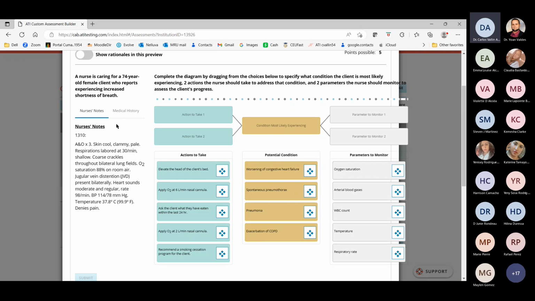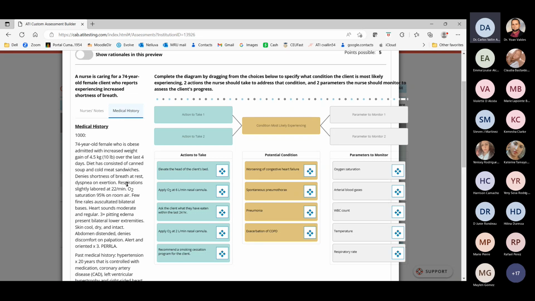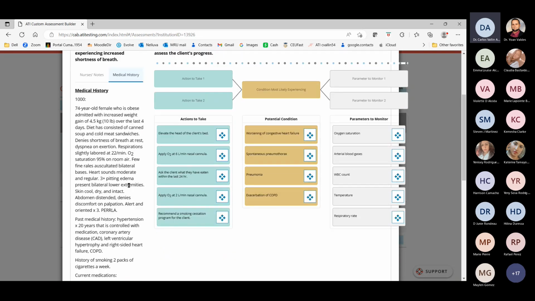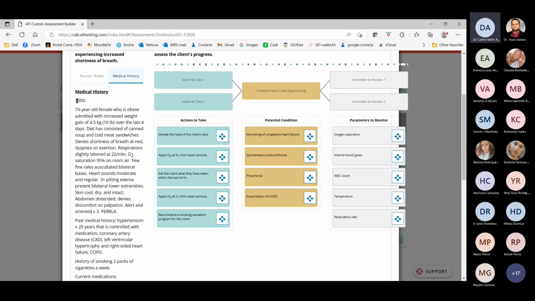Denies pain. Let's see the medical history. That is the other information that they give us here. So it has a lot. So, medical history.